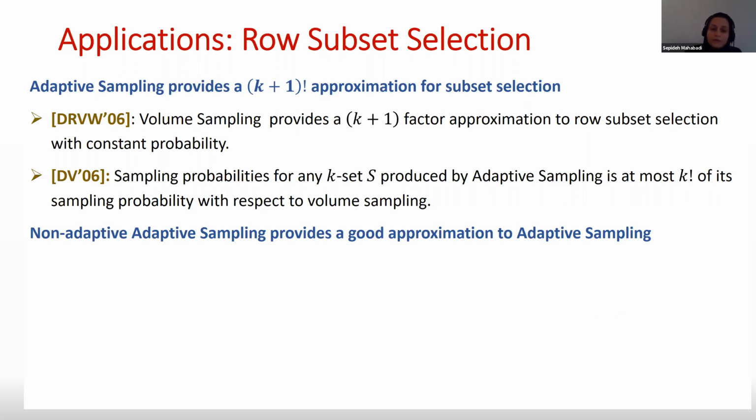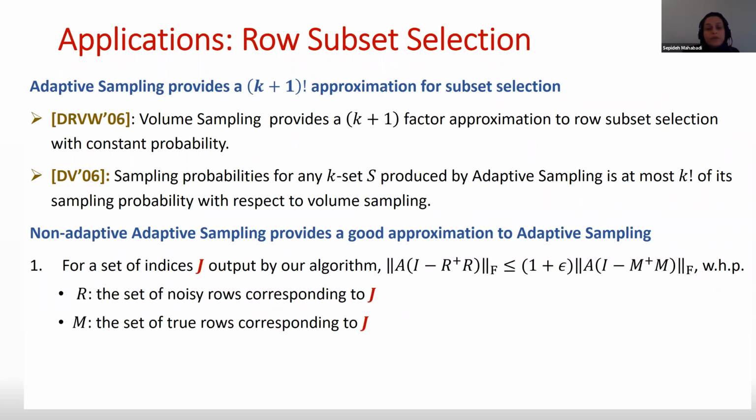And now here we show, and in fact we have already shown, that our non-adaptive sampling gives a good approximation for adaptive sampling. So basically, we can show that for any set of indices J output by our algorithm, if we use R to denote the set of noisy rows corresponding to this set of indices, and M to be the set of true rows corresponding to this set of indices, then the total error, that is the total square distance of all rows projected to the subspace spanned by R and by M, are roughly equal. So the error for both of these are roughly equal with respect to a set of fixed indices.